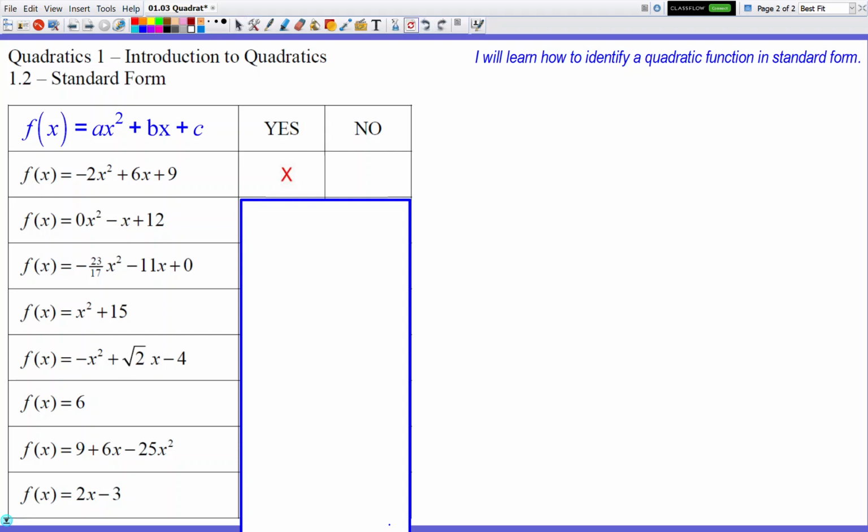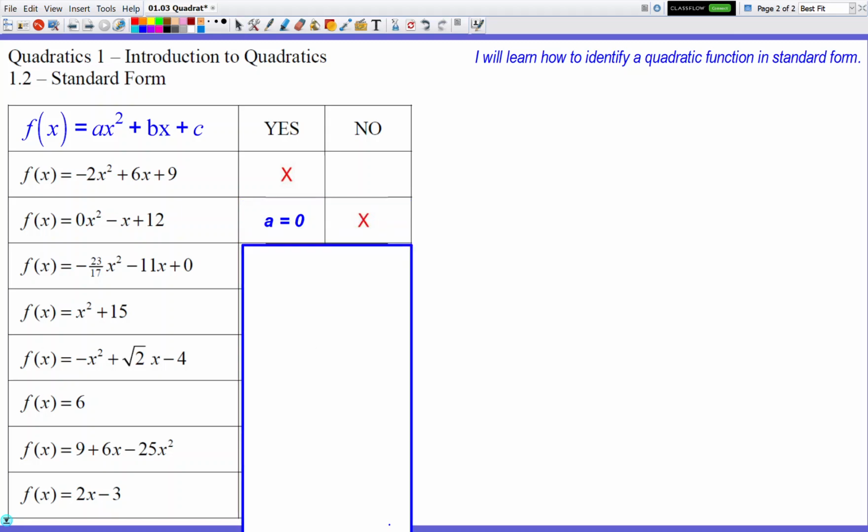Actually, let me just unerase that real fast, because it might cause me stress later on when I do questions. Let me just erase it, and let's mark no in the no column, and the reason is because a was 0.